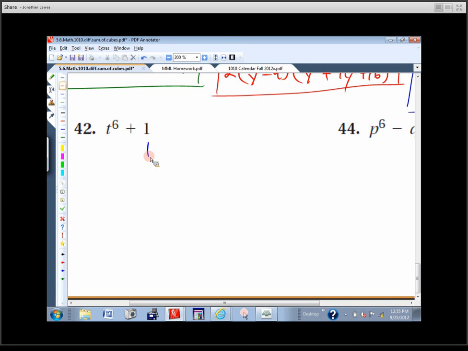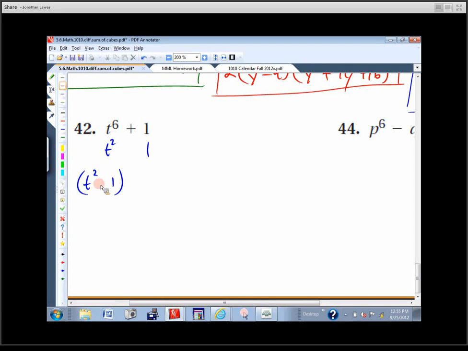Is t to the 6th a perfect cube? Yes. I could take something and cube it and get t to the 6th. What would I cube? T to the second. I'd cube t to the 2nd. So t to the 6th is a perfect cube of t squared. So it's going to be t squared and 1.